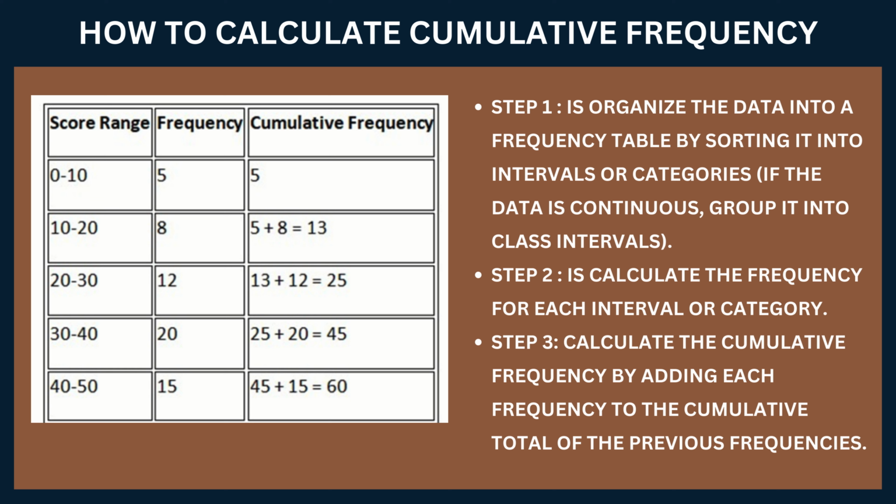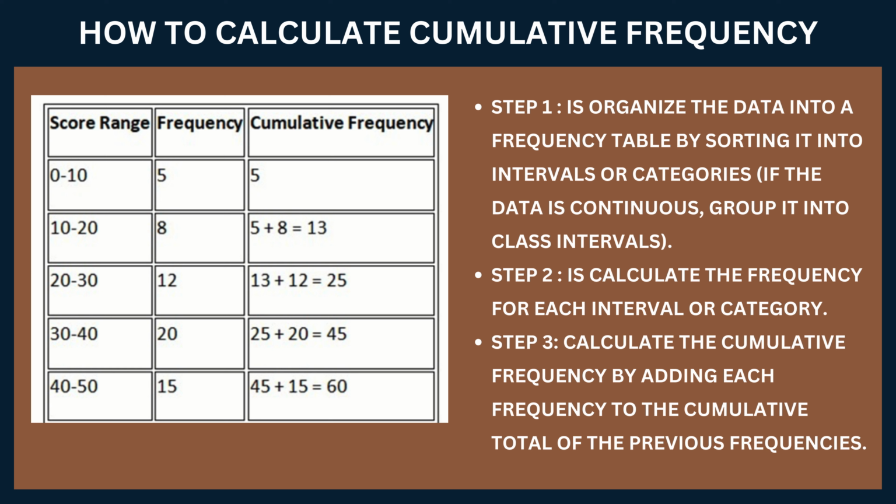How to calculate cumulative frequency. Step 1 is to organize the data into a frequency table by sorting it into intervals or categories. If the data is continuous, group it into class intervals. Step 2 is to calculate the frequency for each interval or category. Step 3, calculate the cumulative frequency by adding each frequency to the cumulative total of the previous frequencies.